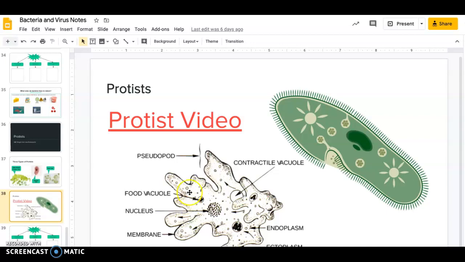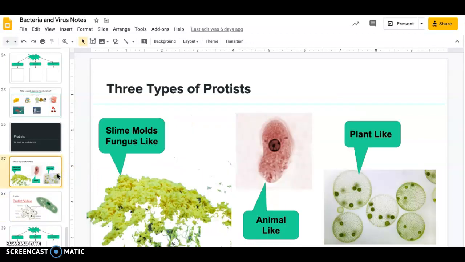And remember from yesterday that they can be fungus-like, so like a mushroom. They can be animal-like, and they can also be plant-like. Today I'm going to focus on more of these animal and plant-like ones. Mostly the animal-like ones. They're pretty cool to look at. Tomorrow maybe we'll look at some of the fungal-like ones, and those are pretty cool too.